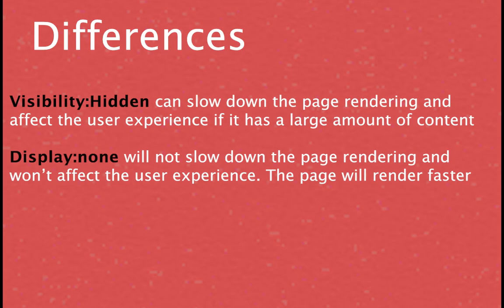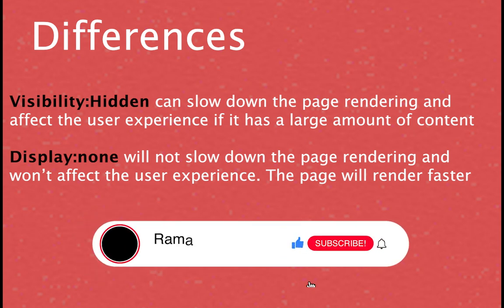The second major difference between these two is that in visibility hidden, if the element has a large amount of content, it can slow down the page rendering. So if the content was too much here, it could slow down the rendering of the page and affect the user experience. With display none, it will not slow down the page rendering because it completely disappears in the HTML, so it won't affect the user experience. So the page will render faster with display none. So these are the two major differences.